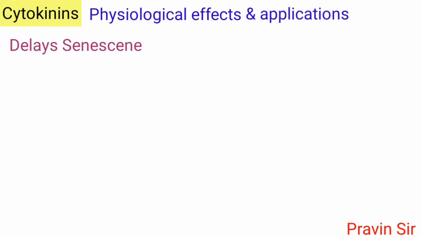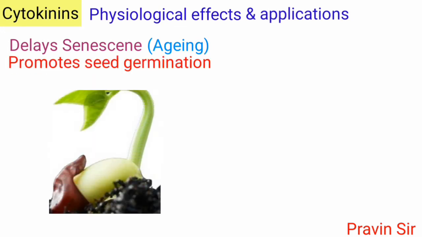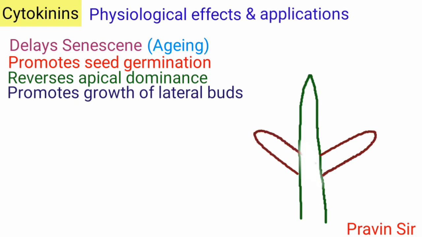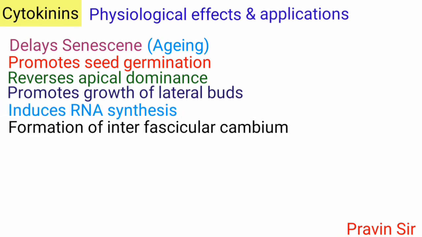It delays senescence, that is aging, breaks dormancy and promotes seed germination, reverses apical dominance and promotes the growth of lateral buds, induces RNA synthesis and formation of interfascicular cambium.